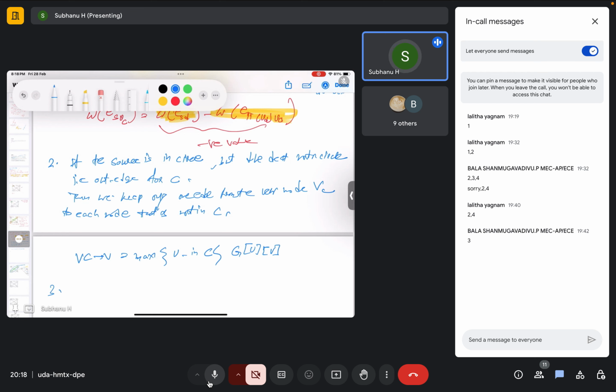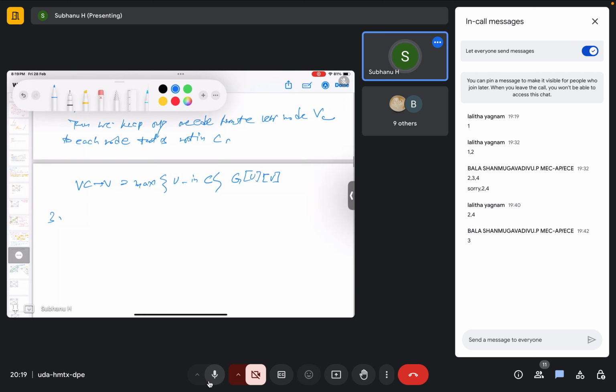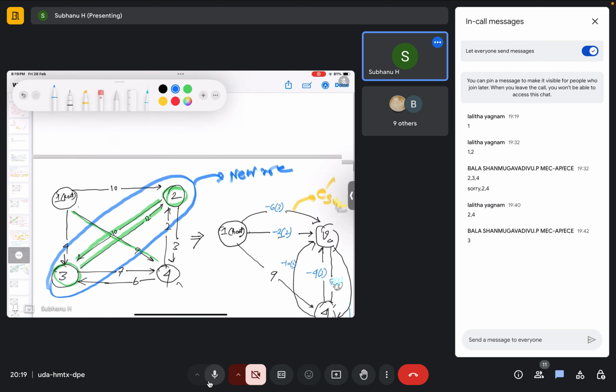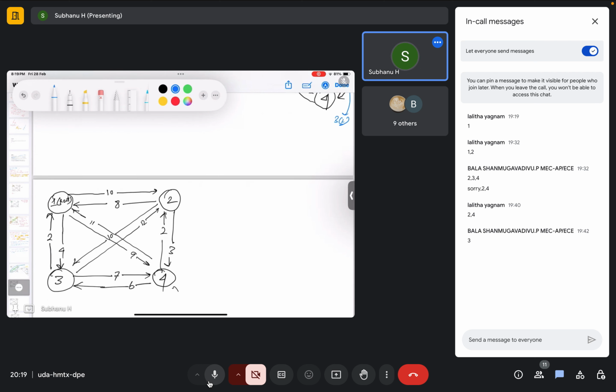And we also have a third case, where the source and destination are both not in the circle. Then just add the edge as is. So these are the cases. Then we will do this recursively. And from here, what will happen? From these, we can get the new graph.